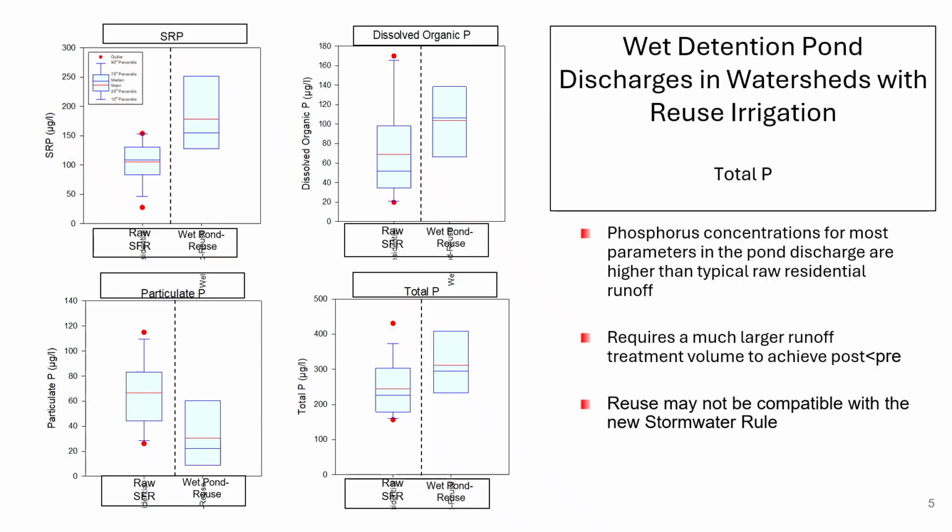This elevation in phosphorus levels means that to meet post-treatment standards, a significantly larger runoff treatment volume will be required. Ultimately, these results suggest that the current practices involving reuse irrigation may not be compatible with the new stormwater rule, posing a significant challenge for water resource management.